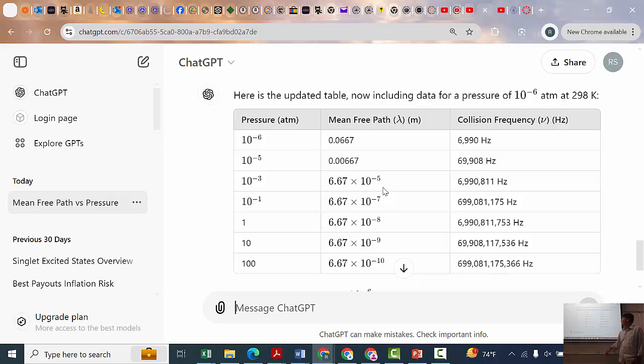The other thing is, if we know the mean free path, we can calculate something called the collision frequency. The collision frequency is how many collisions occur in 1 second, so this is in hertz. At 1 microatmosphere, we have 7,000 collisions per second. If we go to 1 atmosphere, how many collisions per second do we have? We have 7 billion collisions per second at 1 atmosphere. If we go to 10 atmospheres, we have about 700 billion collisions per second.